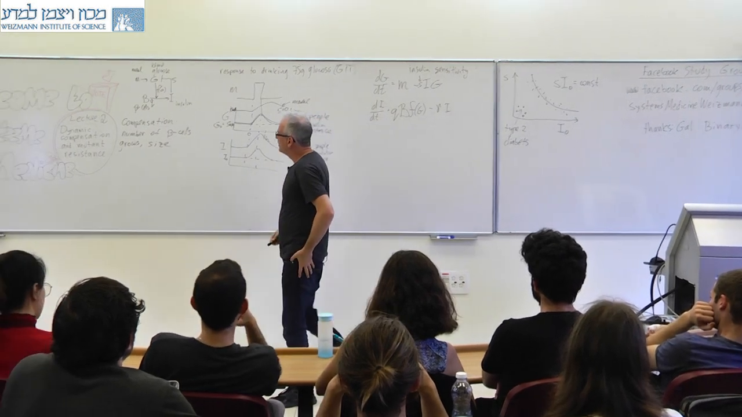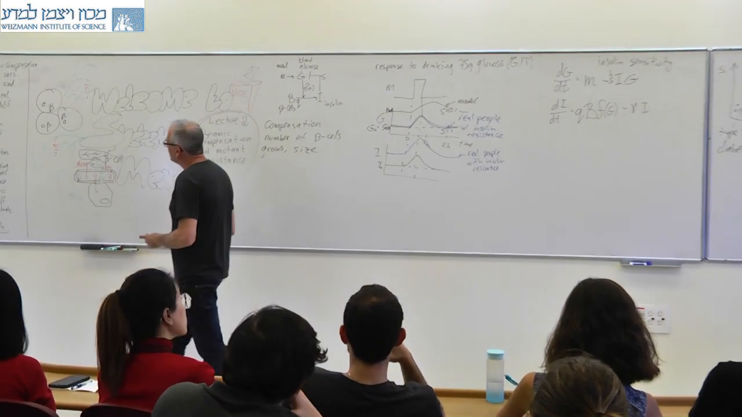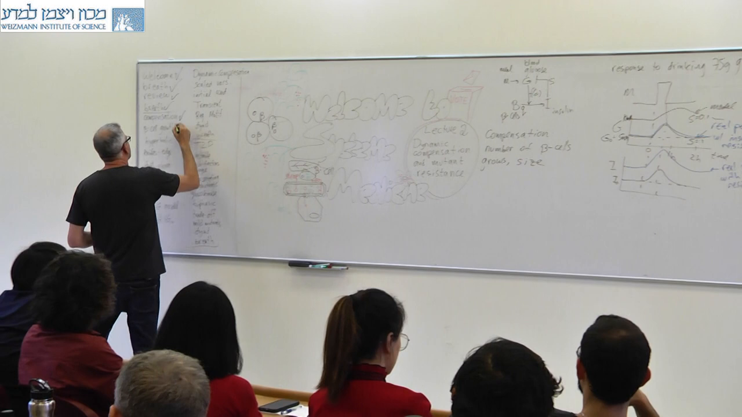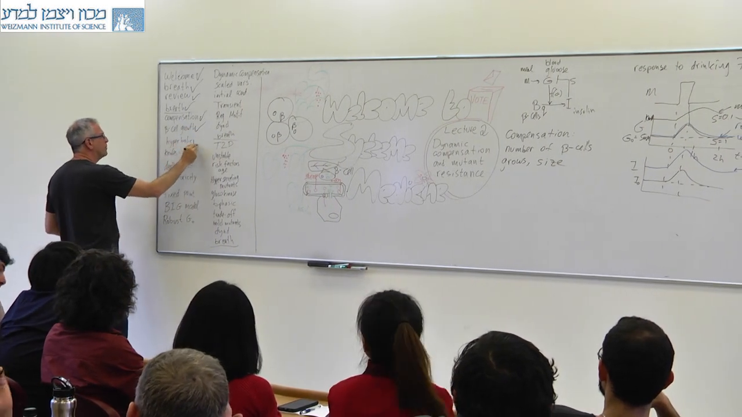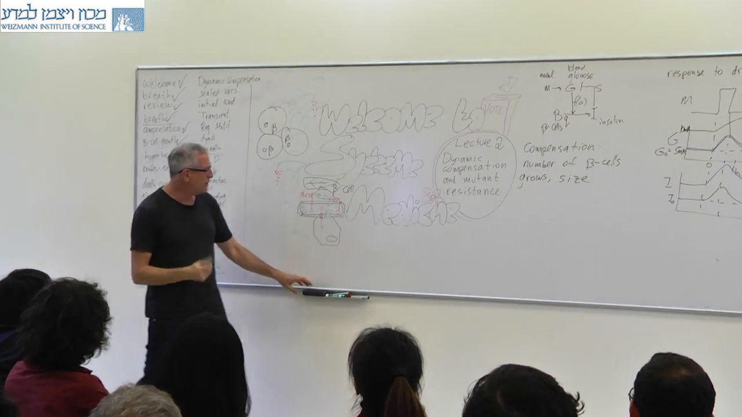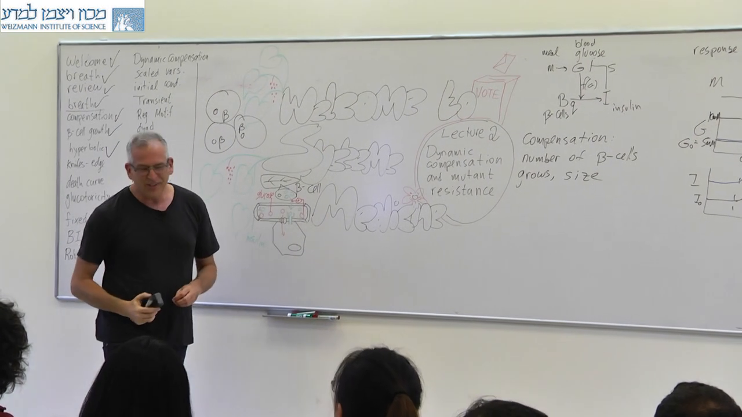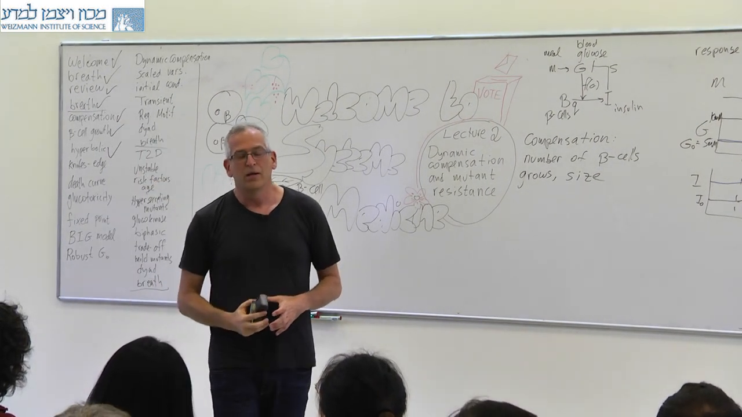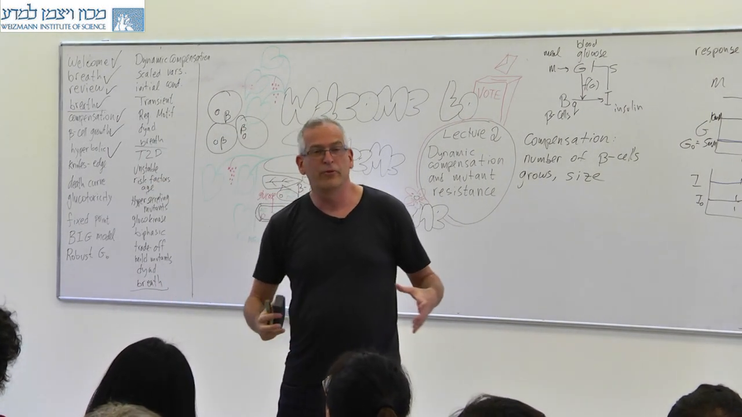So we want to understand this compensation phenomenon. And the way it works is, as I said, beta cell growth, and we talked about this hyperbolic relationship. So we need to go into the realm of circuits of cell number change, cell proliferation.